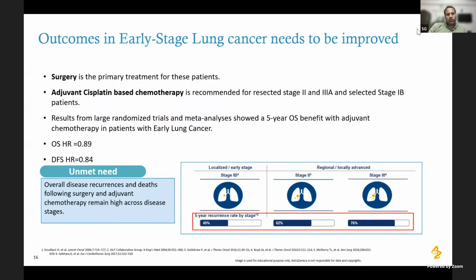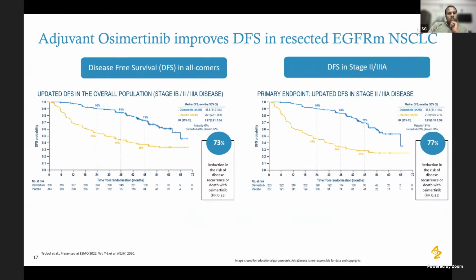So what we follow right now is post-surgery, if margin is positive, we give adjuvant RT as well. And along with that, we give 4 cycles of adjuvant platinum doublet, cisplatin, paclitaxel. Now, adjuvant osimertinib, as I discussed earlier, the ADAURA trial has shown that addition of osimertinib has got improvement in survival as well as decrease in recurrence rate.